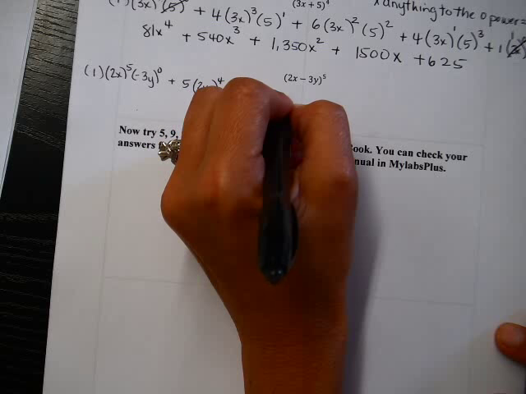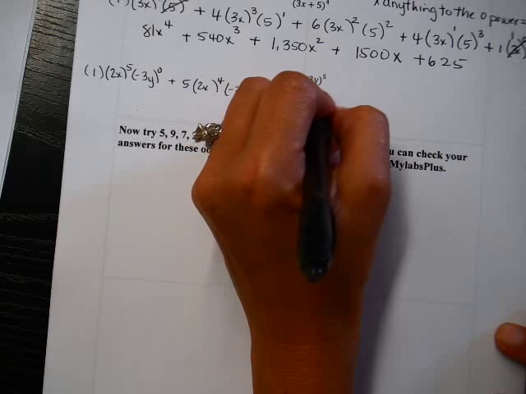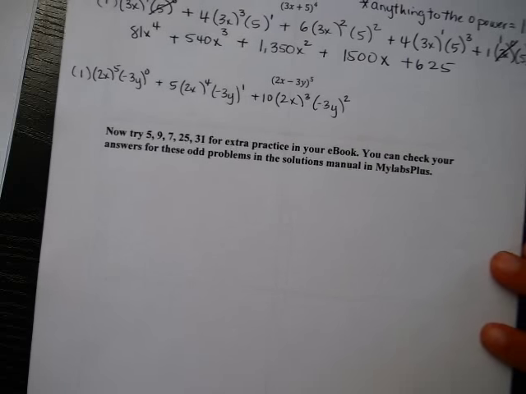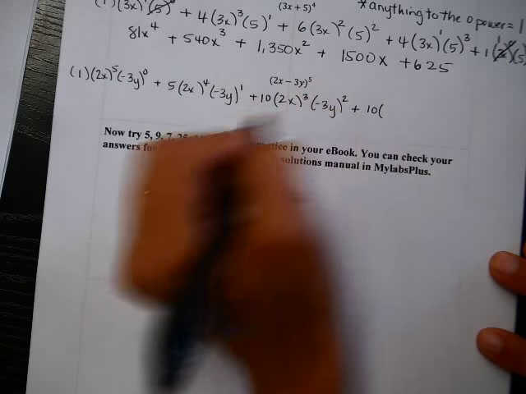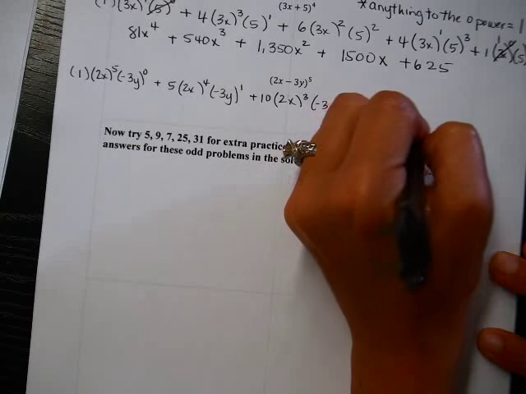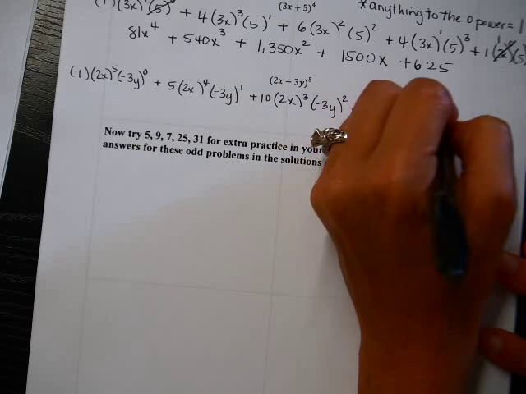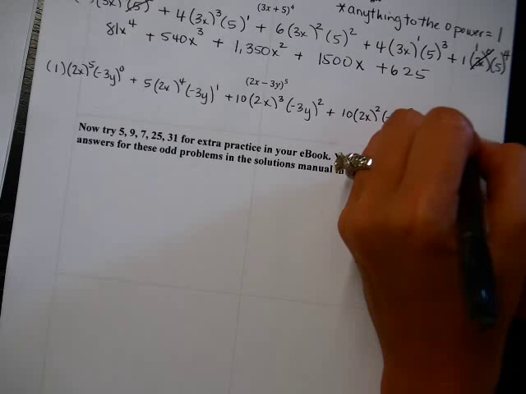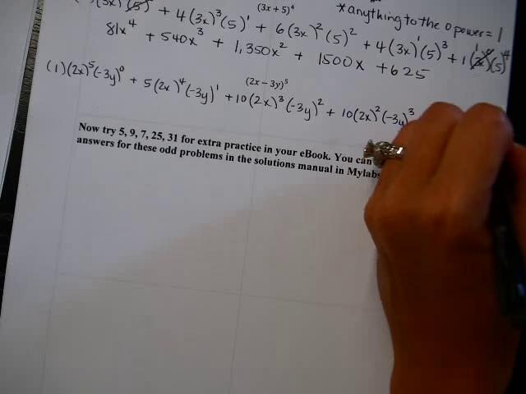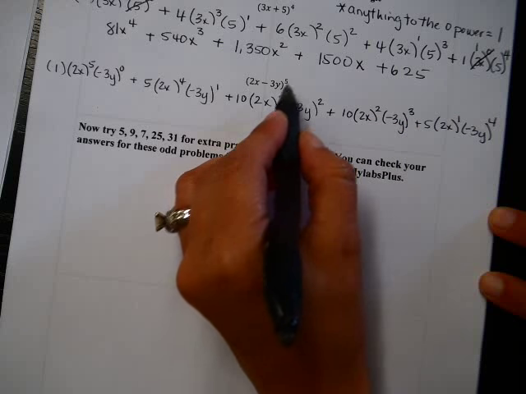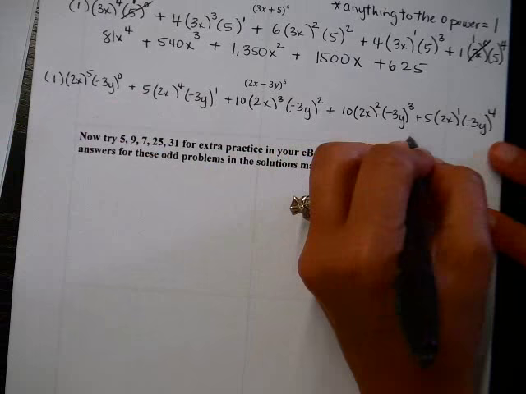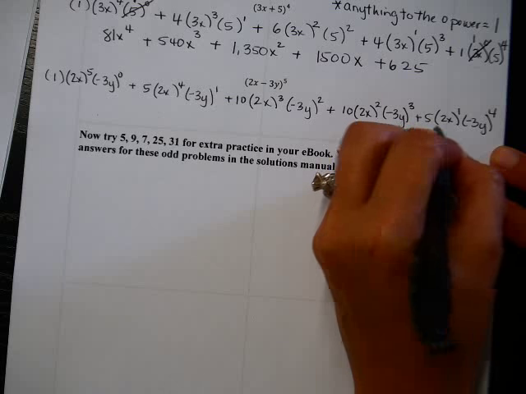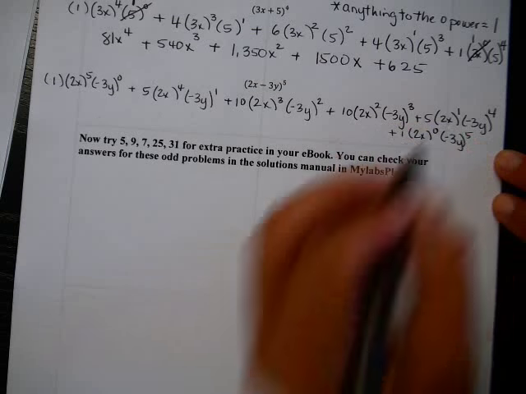Plus, back to the triangle, 10. 2x to the 3rd, negative 3y goes up by 1, so that will be squared. Plus, another 10, 2x squared, negative 3y cubed, plus 5 times 2x to the 1, negative 3y to the 4th. Again, all of these add together every time to be 5. And then I'm going to squeeze the other one right down here. Plus 1, I ran out of room. 2x to the 0, negative 3y to the 5th.